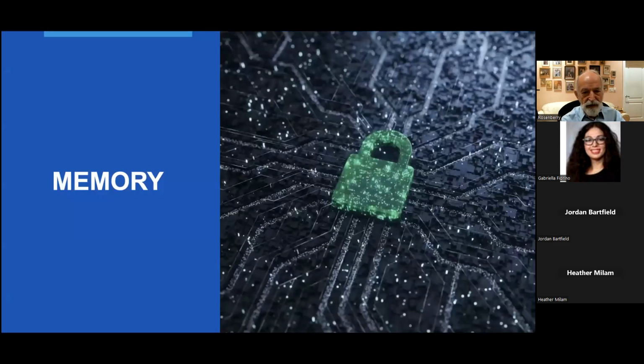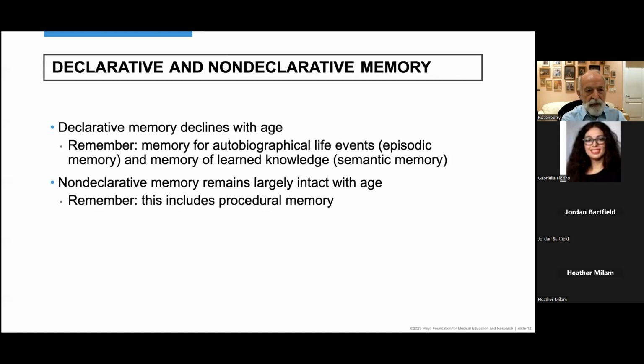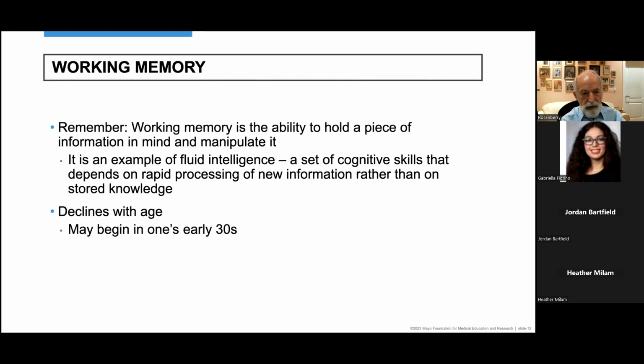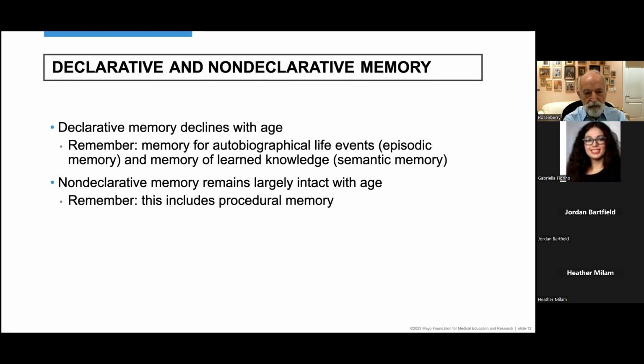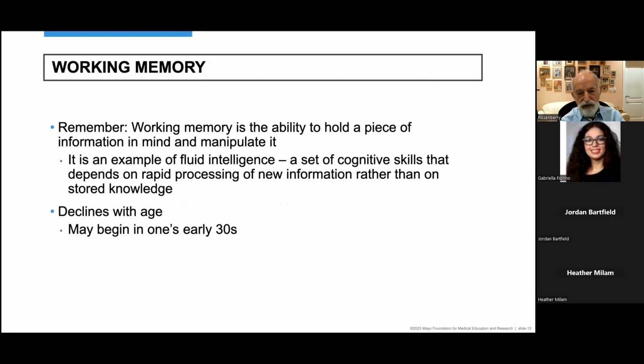Cognitive changes are focused in memory. Declarative memory declines with age. Remember, memory for autobiographical life events, namely episodic memory, and memory of learned knowledge, namely semantic memory. Non-declarative memory remains largely intact with age, and this includes procedural memory. We're not generally aware of procedural memory.